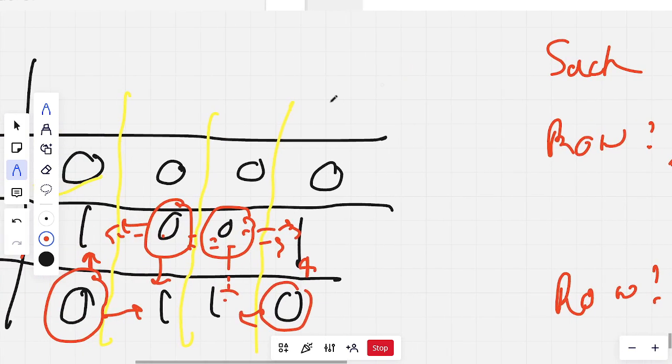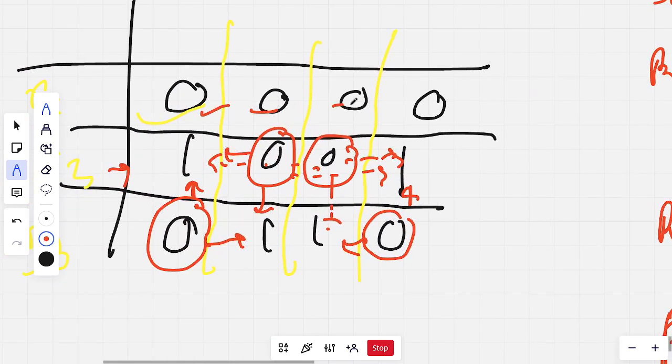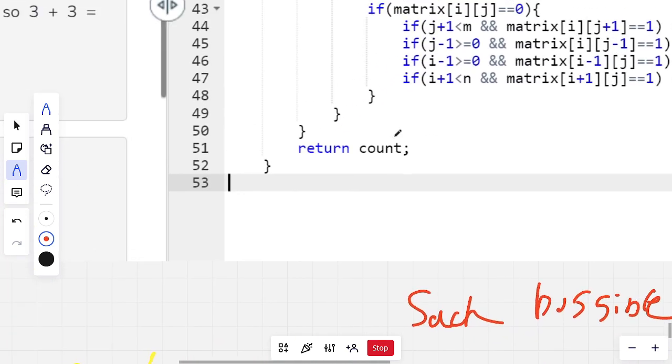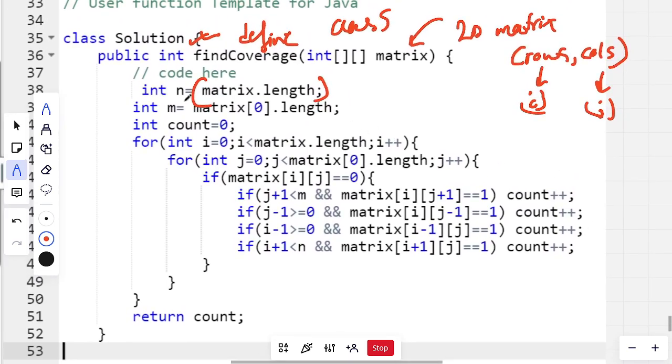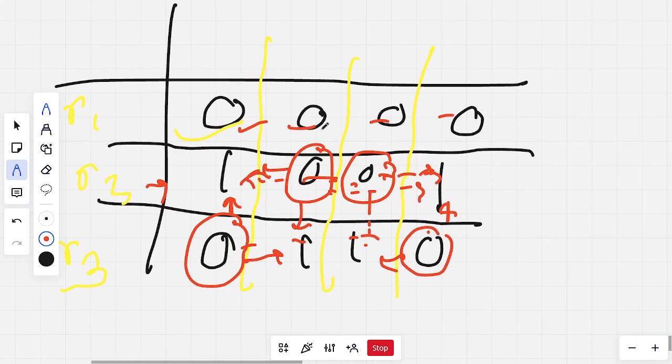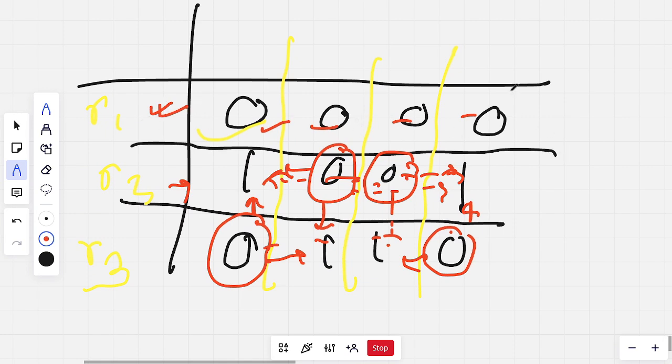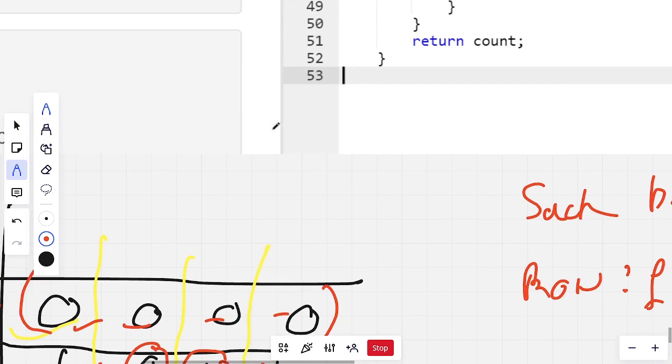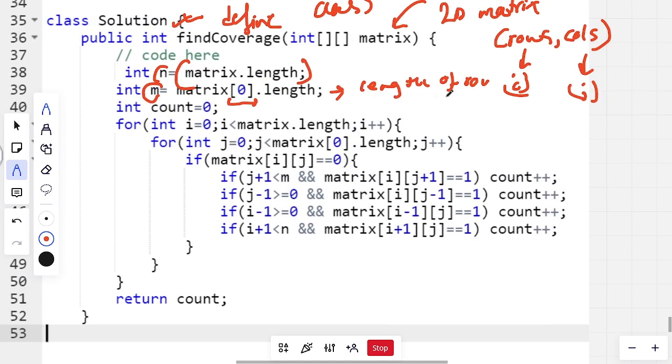So say for example, if I'm considering this particular matrix, 1, 2, 3, 4, 5, 6, 7, 8, 9, 10, 11, 12, you can see the total values, how many values you can have. Okay, what is m? So we have got one n, and what is m? For m, I can write length of row. So what is my length of the row? Basically, whenever you write matrix[0].length, it means you are considering the first row, which is R1. You are considering the length of R1. So over here we can see length of the row.